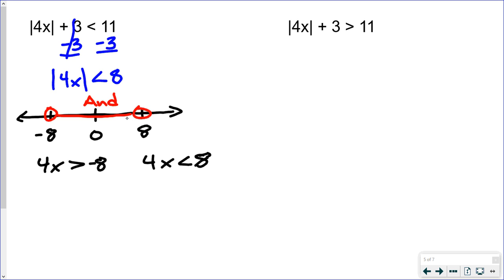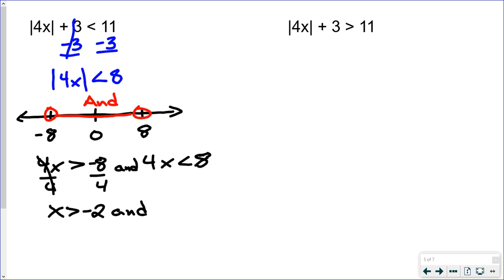So that's what this represents. Less than, because it's shaded to the left. And now I solve these two. And again, this is an AND. So I divide both sides by 4. So x is greater than negative 2.